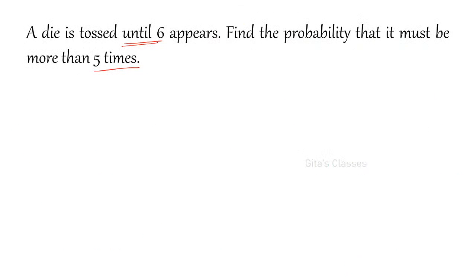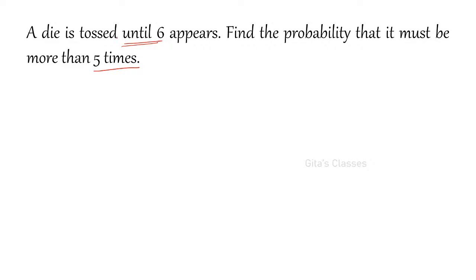Yes, so find the probability that it must be more than 5 terms. So minimum 5th term only you are getting success. Okay, and Varun, you can go through again. If you don't understand any step, please mention it in the comment box, I'll answer. Any step, if you don't understand, feel free to post it. I will definitely respond.